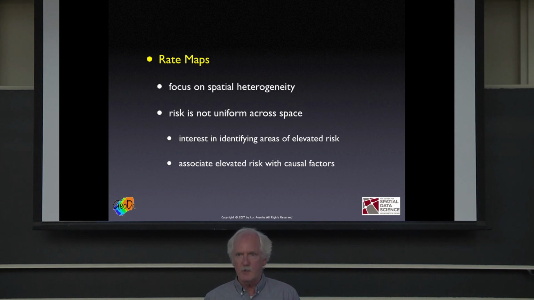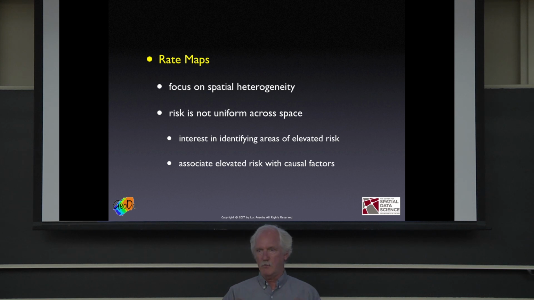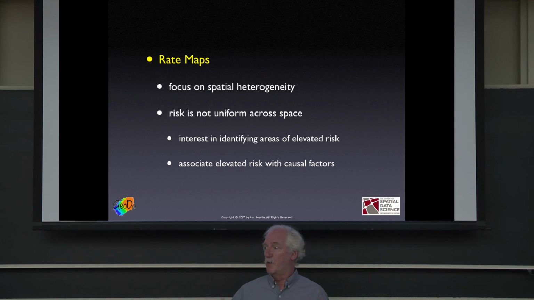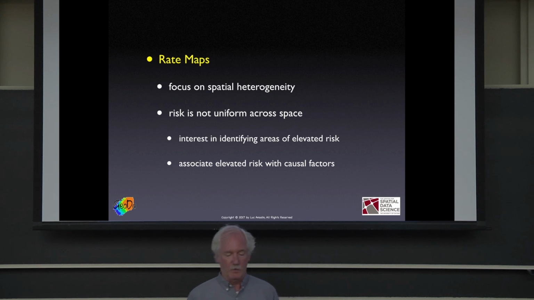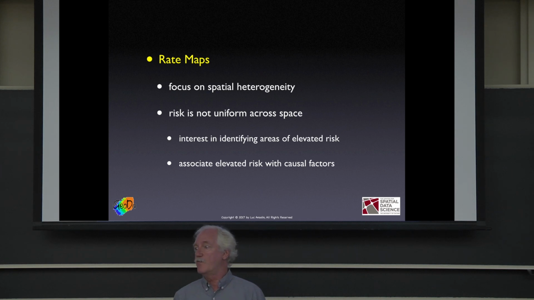So why are we interested in this? We're interested in what I call spatial heterogeneity. Everything else being the same, the risk should be uniform throughout. It shouldn't really matter where you live. Your chance of getting a particular disease should be the same, unless there are factors that affect these locations differently, for example air quality, pollutants, chemicals in the water, in the soil. So that results in the risk not being uniform across space.